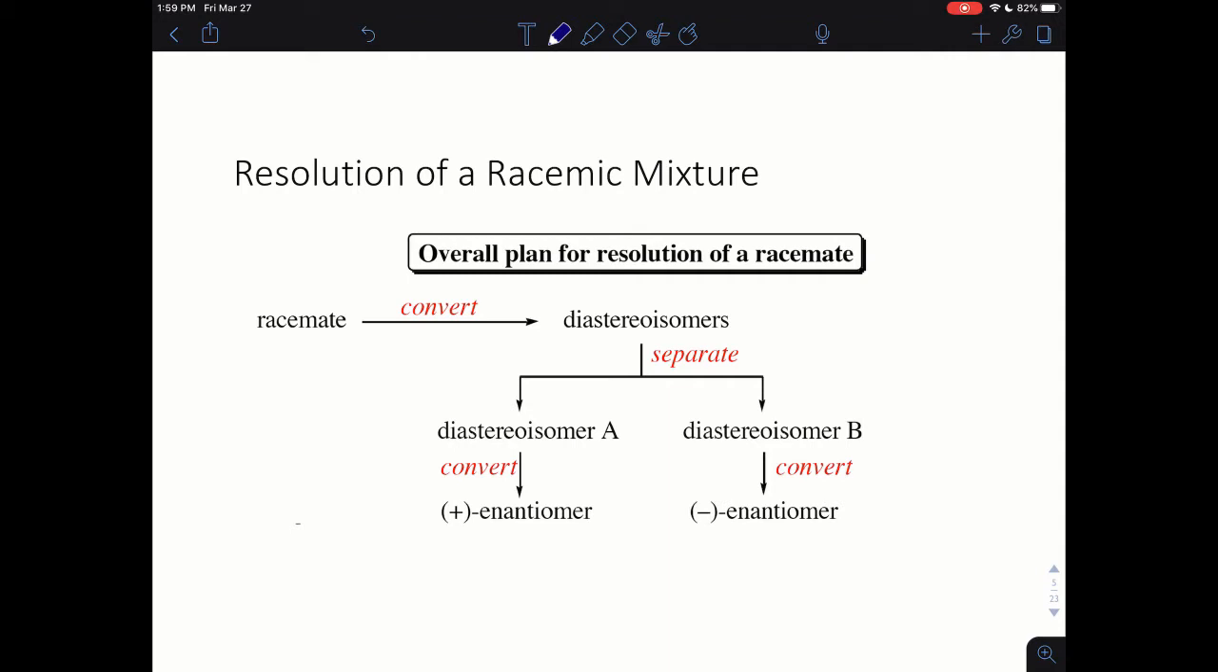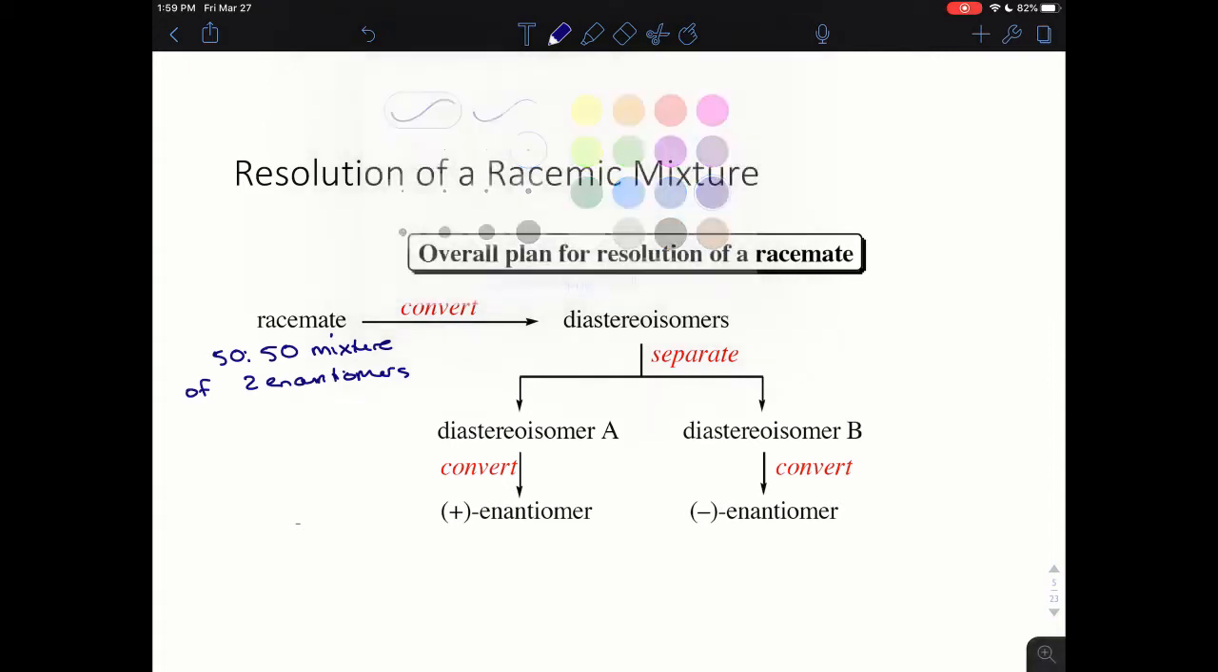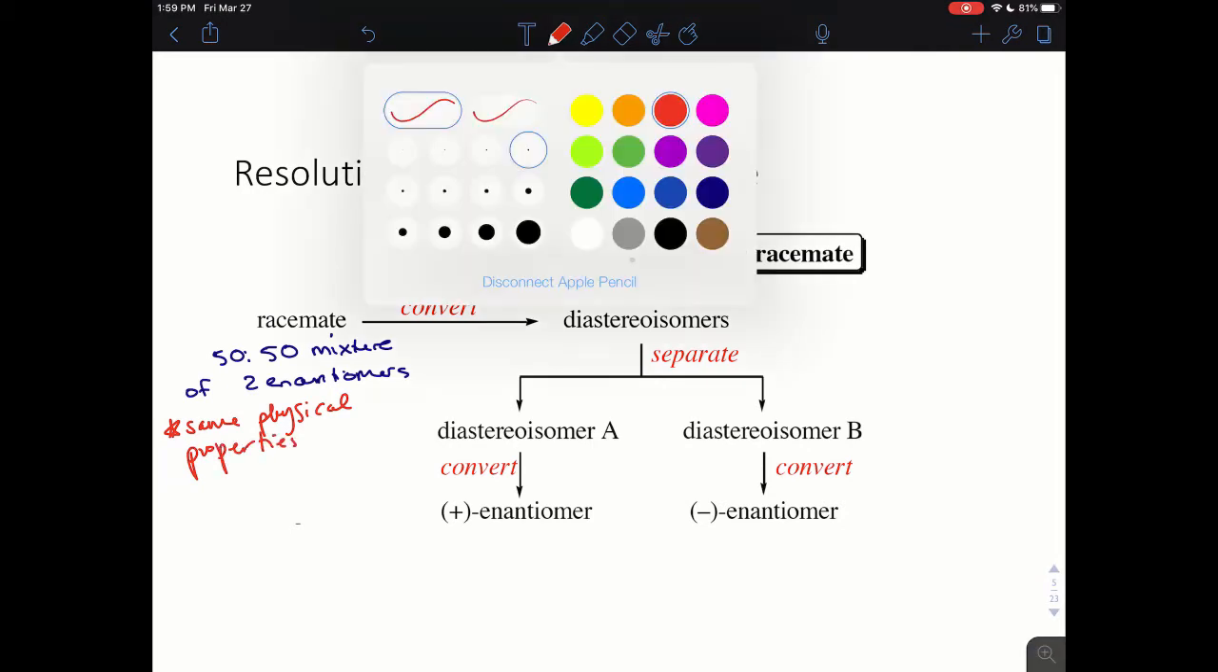So here you start with a racemate. A racemate means it's a 50-50 mixture of two enantiomers. So you have your left hand and your right hand, and they're in equal mixture, or equal amounts. Now, enantiomers have the same physical properties. So currently, we cannot separate them with any of the techniques that we have learned in labs so far.